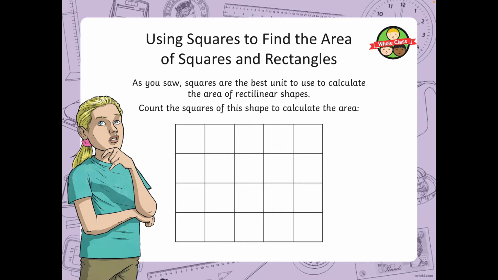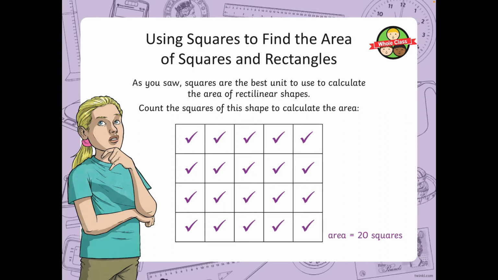Can you count the squares of this shape to calculate the area? Let's do it together. 1, 2, 3, 4, 5, 6, 7, 8, 9, 10, 11, 12, 13, 14, 15, 16, 17, 18, 19, 20. The area is 20 squares. You could also link this to our times table work. Can you see the array? 4 times 5, 5 times 4. That also gives us the answer of 20.